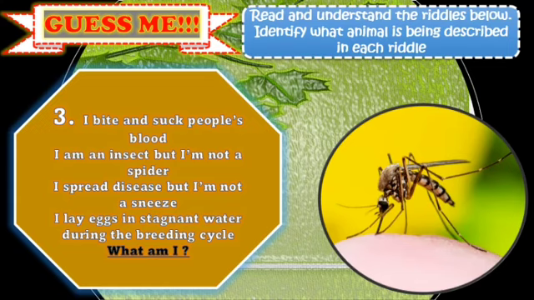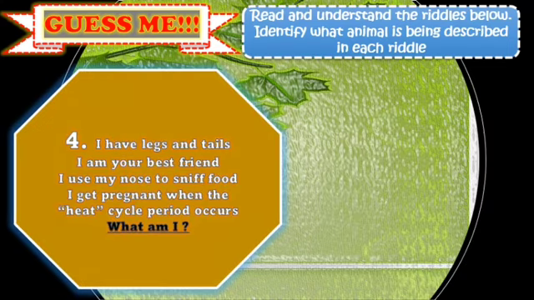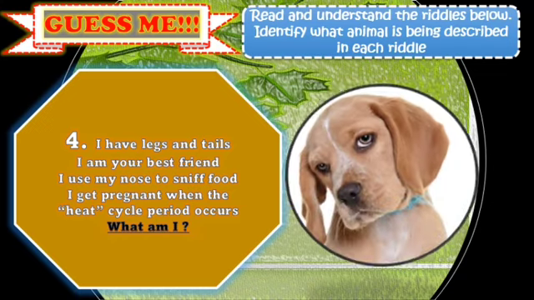Next, let's now proceed to number 4. I have legs and a tail. I am your best friend. I use my nose to sniff food. I get pregnant when the heat cycle period occurs. What am I? So, that must be dog.